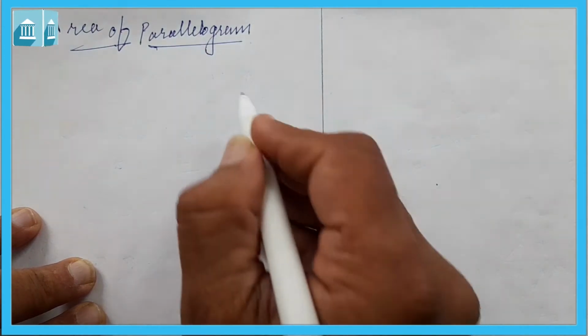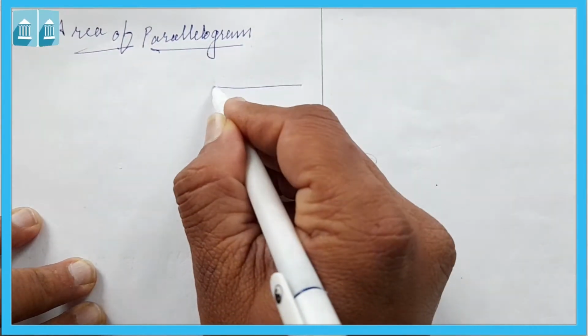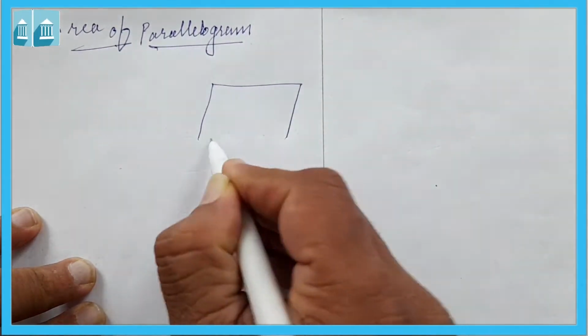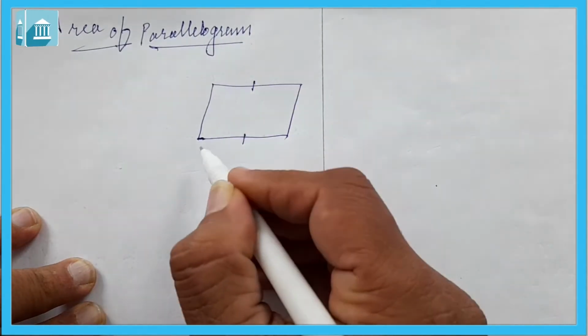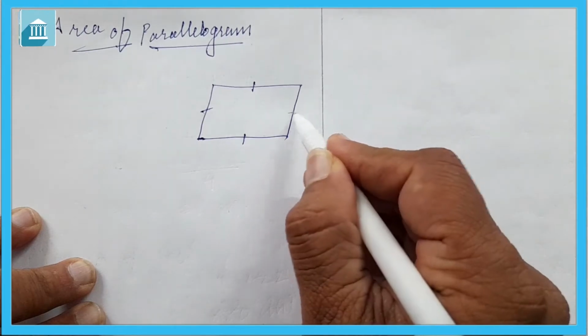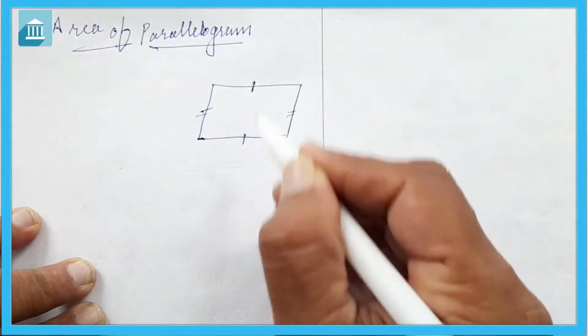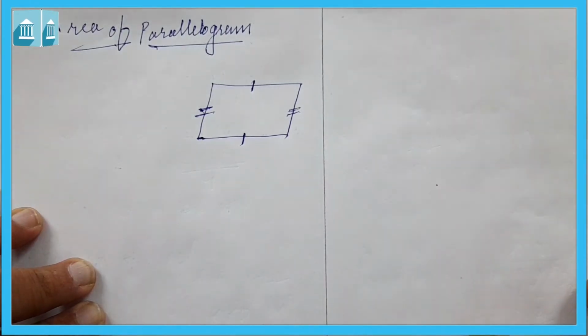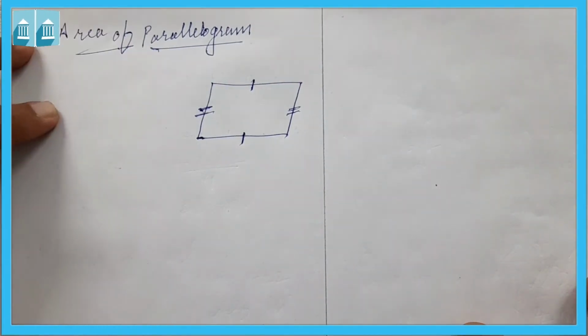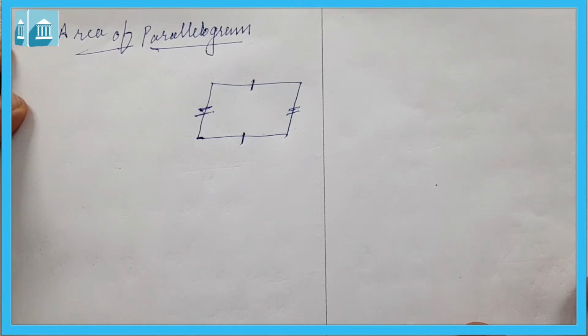Now, area of parallelogram. We know what is the area, what is the parallelogram? Parallelogram is a quadrilateral which has two pairs of parallel and equal sides. Means this side is parallel to this side, and this is parallel to this. We had already learned this in the chapter on quadrilaterals. Now the area of this parallelogram.